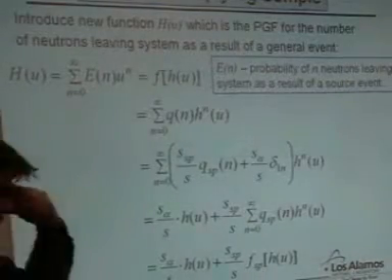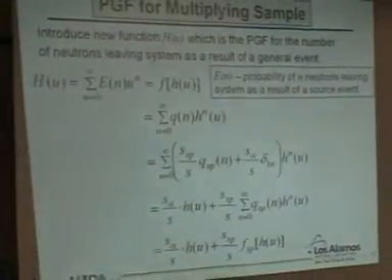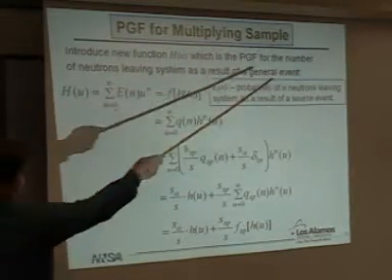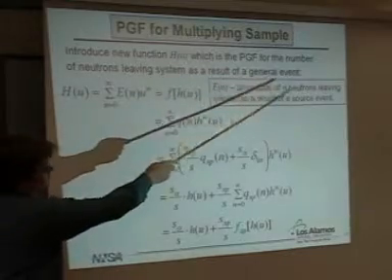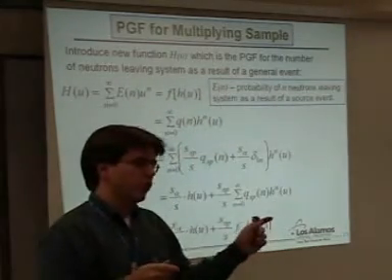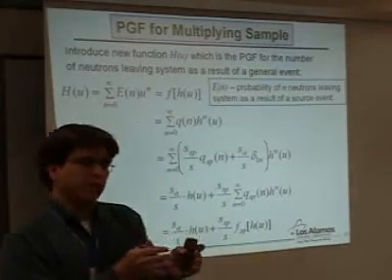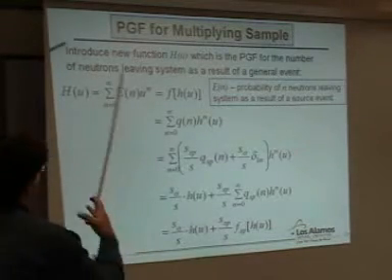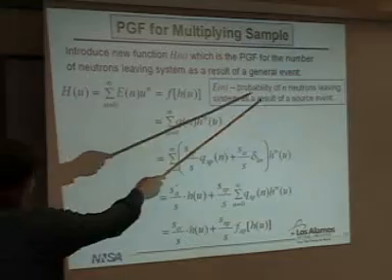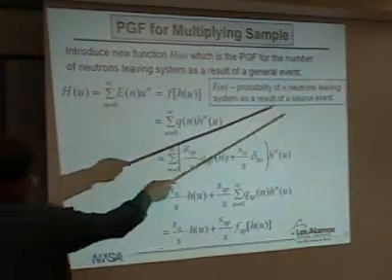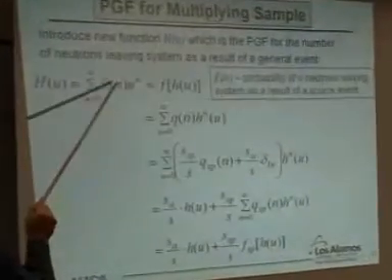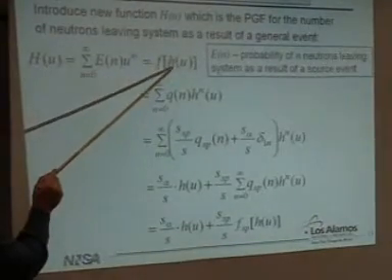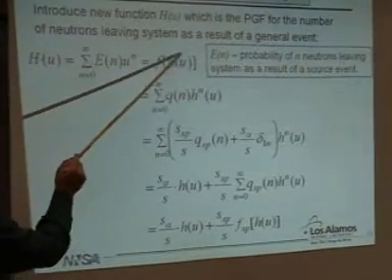So with that piece and with the source probability generating function we created before, we can now introduce a new probability generating function, we'll call it capital H, for the number of neutrons leaving the system as a result of a general event. Okay? The first piece we did was how many neutrons come out of a general event. The second piece we did was how many neutrons, when we start with one, will come out of the sample. Now we're going to combine the two. Okay? We're going to call E of n, as I mentioned before, the probability of n neutrons leaving the system as a result of a single source event. This is basically what I called before the probability generating function F, including the propagation probability generating function. Okay?